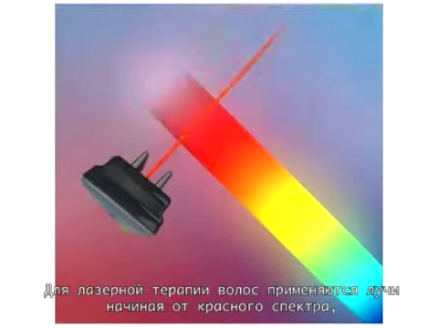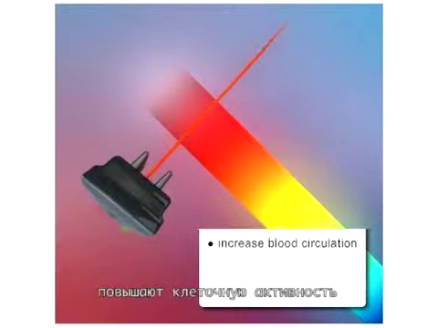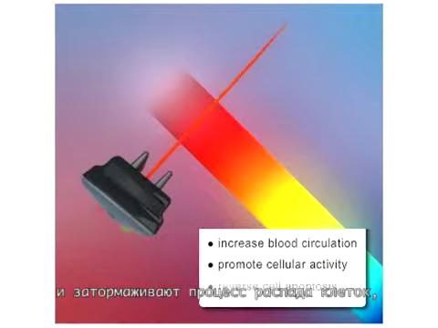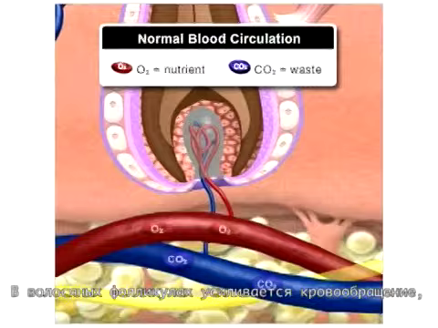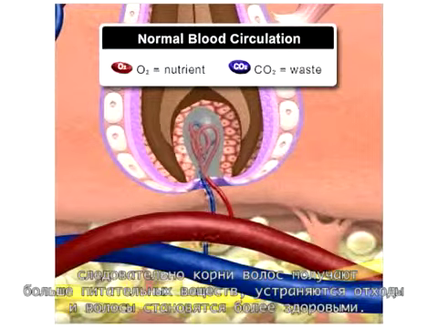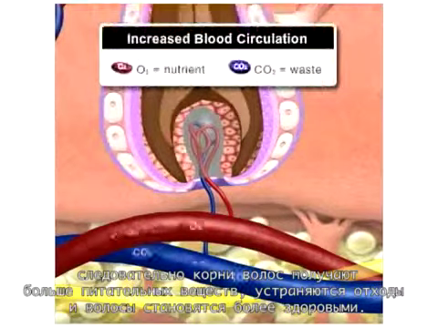Laser hair therapy emits low-energy light from the red portion of this spectrum, which has been hypothesized to increase blood circulation, promote cellular activity, and reverse the natural breakdown of cells, which is known as apoptosis. Hair follicles subject to increased blood circulation receive more nutrients and eliminate more waste, thus producing healthier hair.